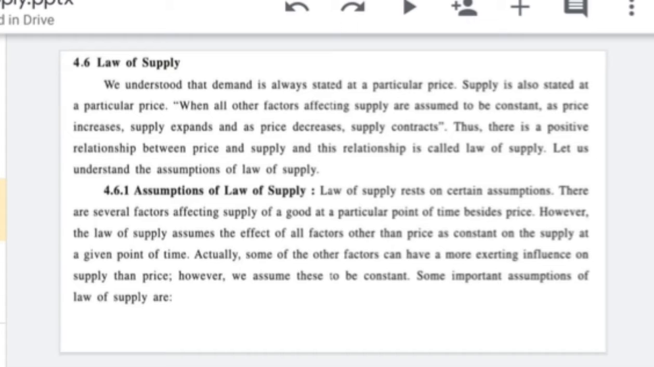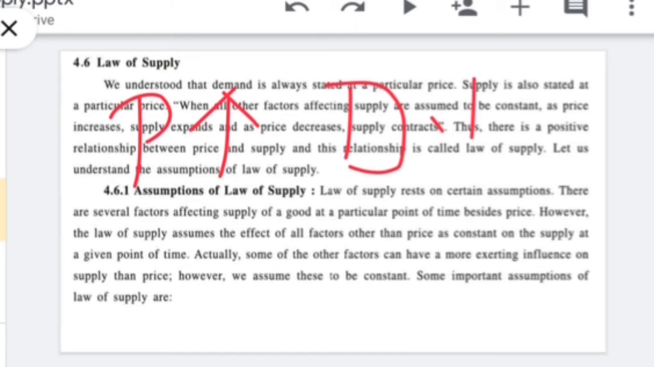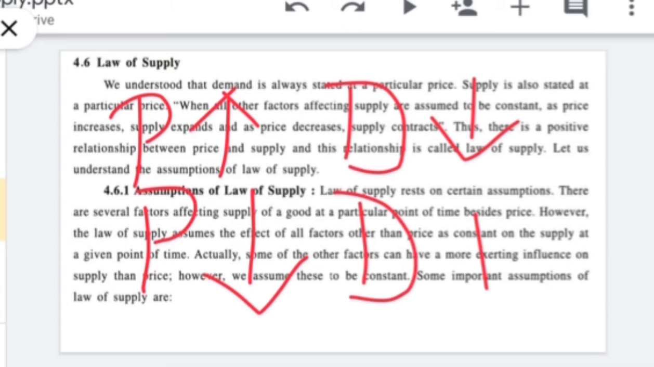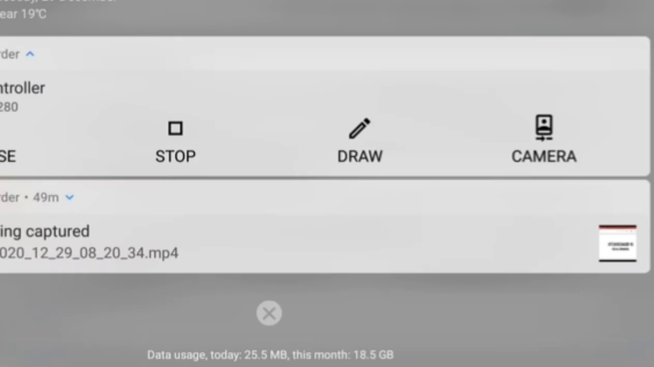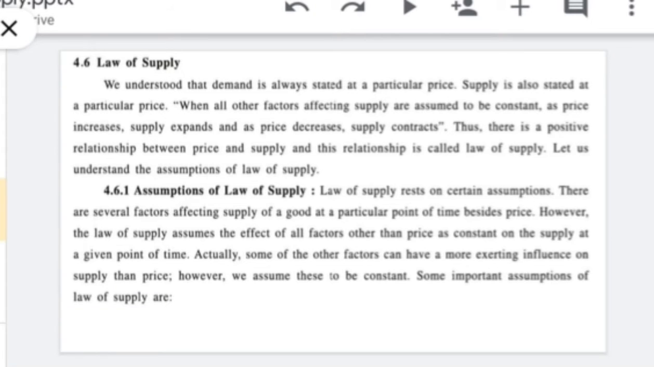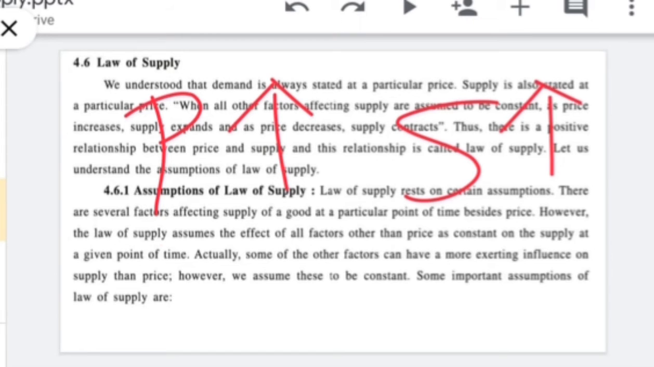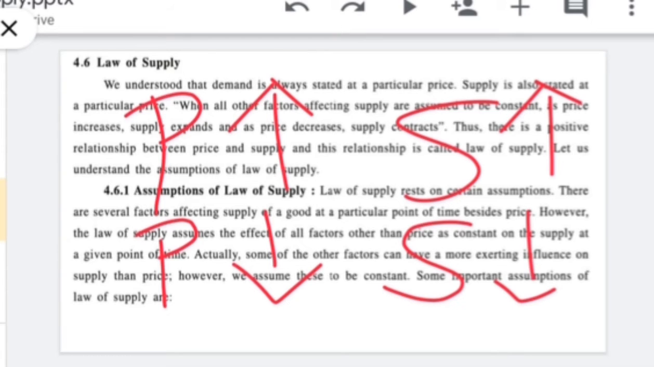4.6, law of supply. As you have studied law of demand, what did you study in law of demand? That when price rises, demand decreases. Similarly, when price decreases, demand increases. Now you are going to see the law of supply, in which when price rises, supply also rises. If price falls, supply also falls. It means there is a direct relationship between price and supply.